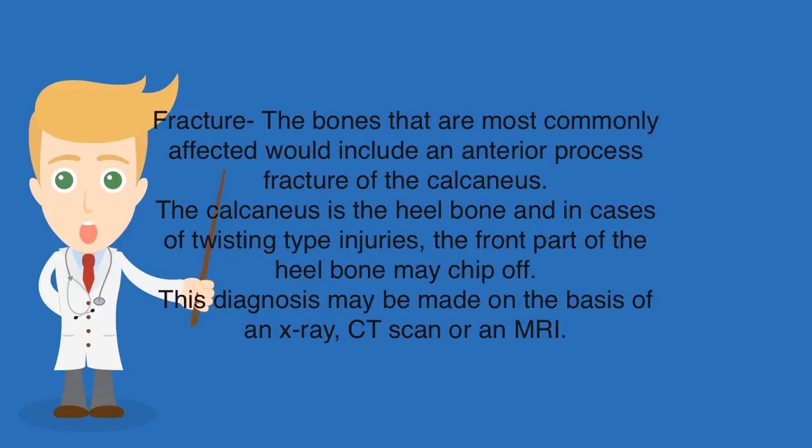Fracture. The bones that are most commonly affected would include an anterior process fracture of the calcaneus. The calcaneus is the heel bone and in cases of twisting type injuries, the front part of the heel bone may chip off. This diagnosis may be made on the basis of an X-ray, CT scan or an MRI.